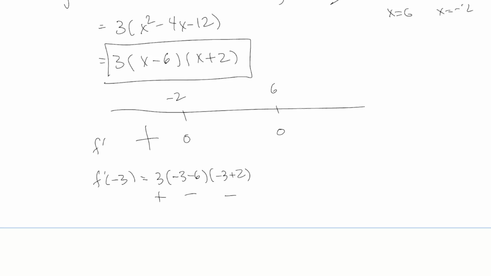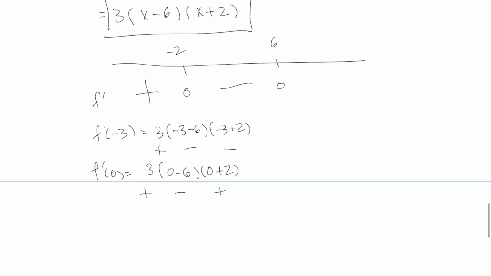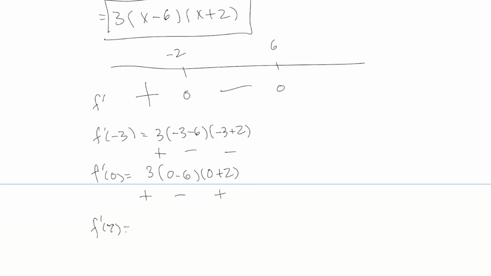I hope I'm doing okay so far. Point in the middle, let's choose 0. f prime of 0: I go 3 times (0 minus 6) times (0 plus 2). That's positive, negative, and positive. So it's negative in the middle. And then on the right side, I will choose x equals 7. f prime of 7 is 3 times (7 minus 6) times (7 plus 2). That's positive, positive, positive, positive up there. So I hope this is what everybody got so far.